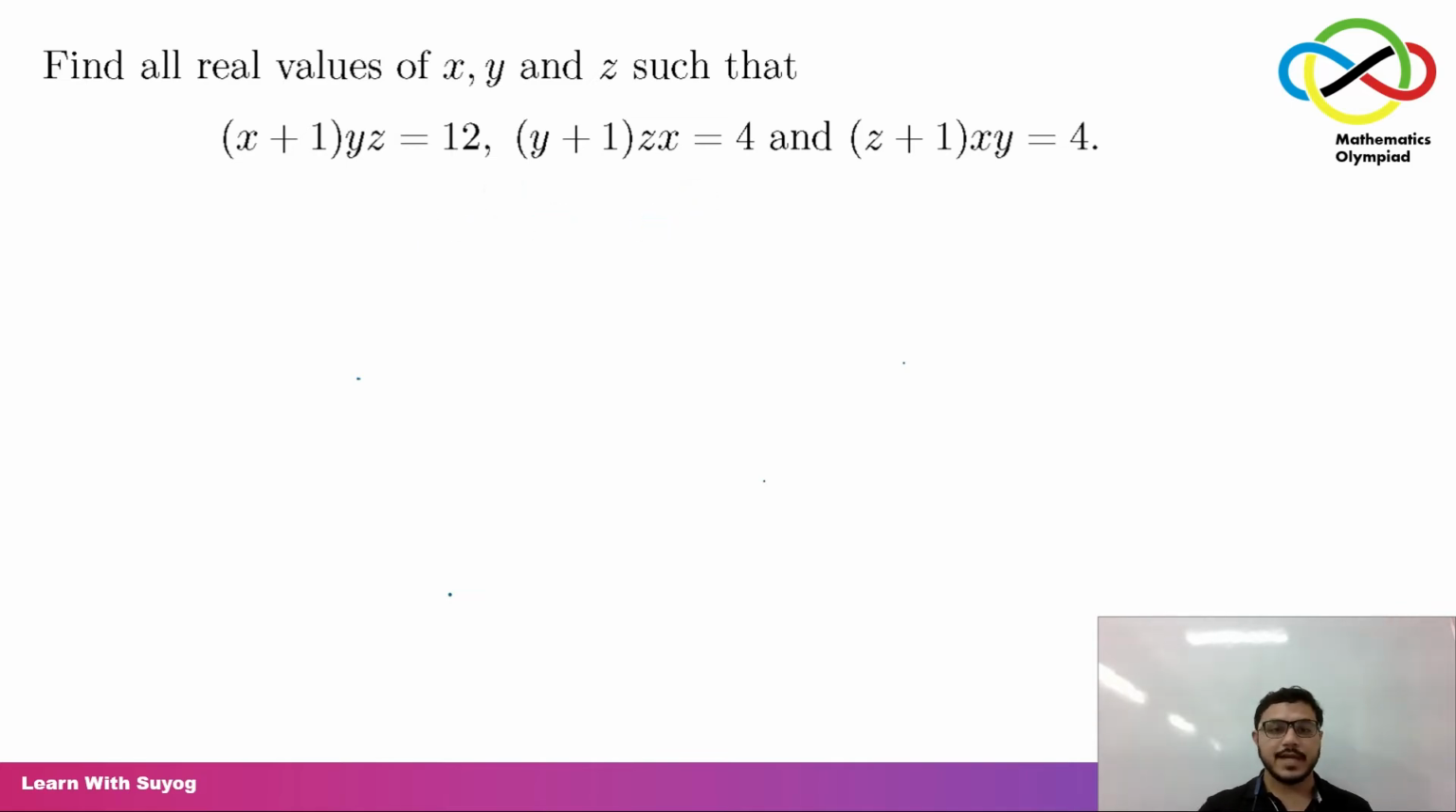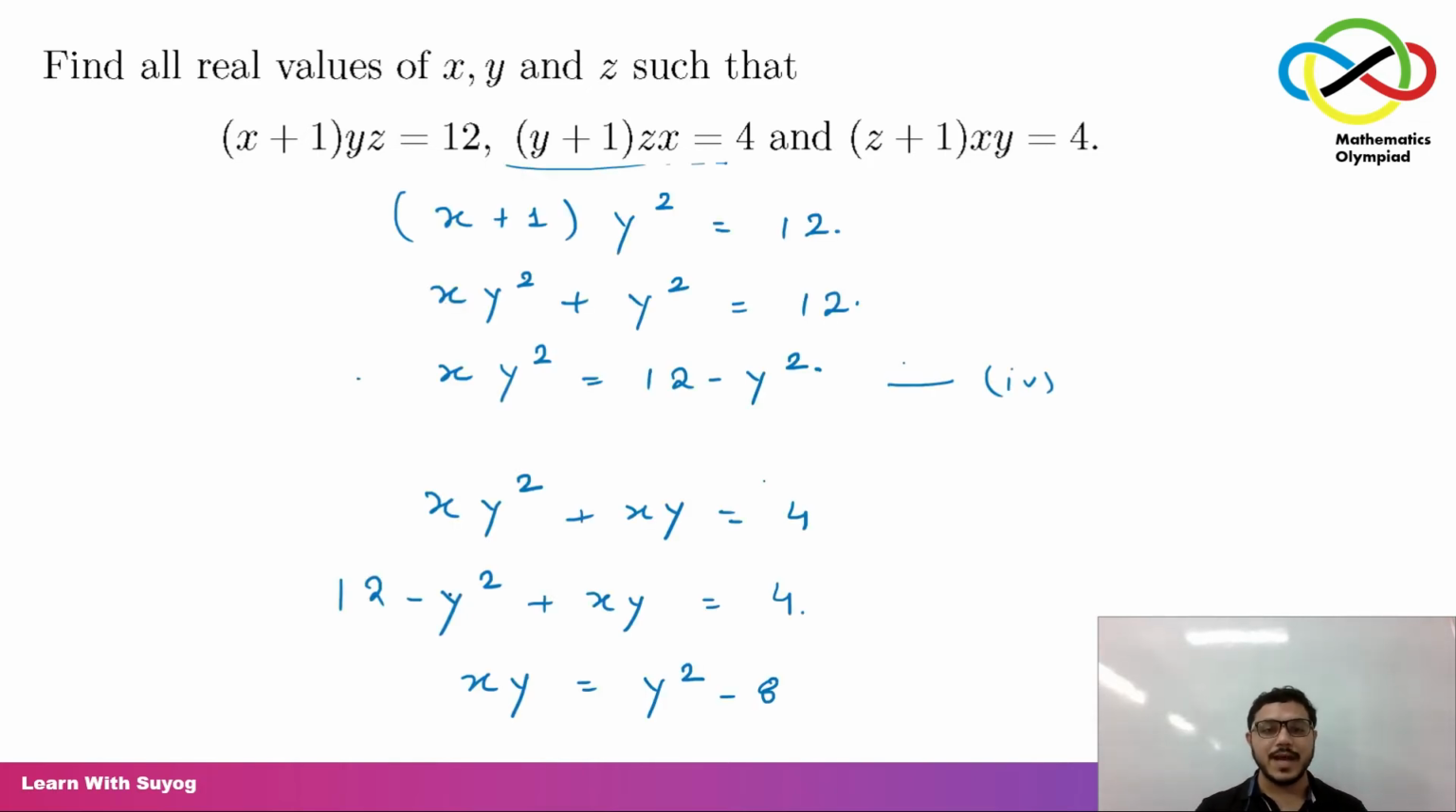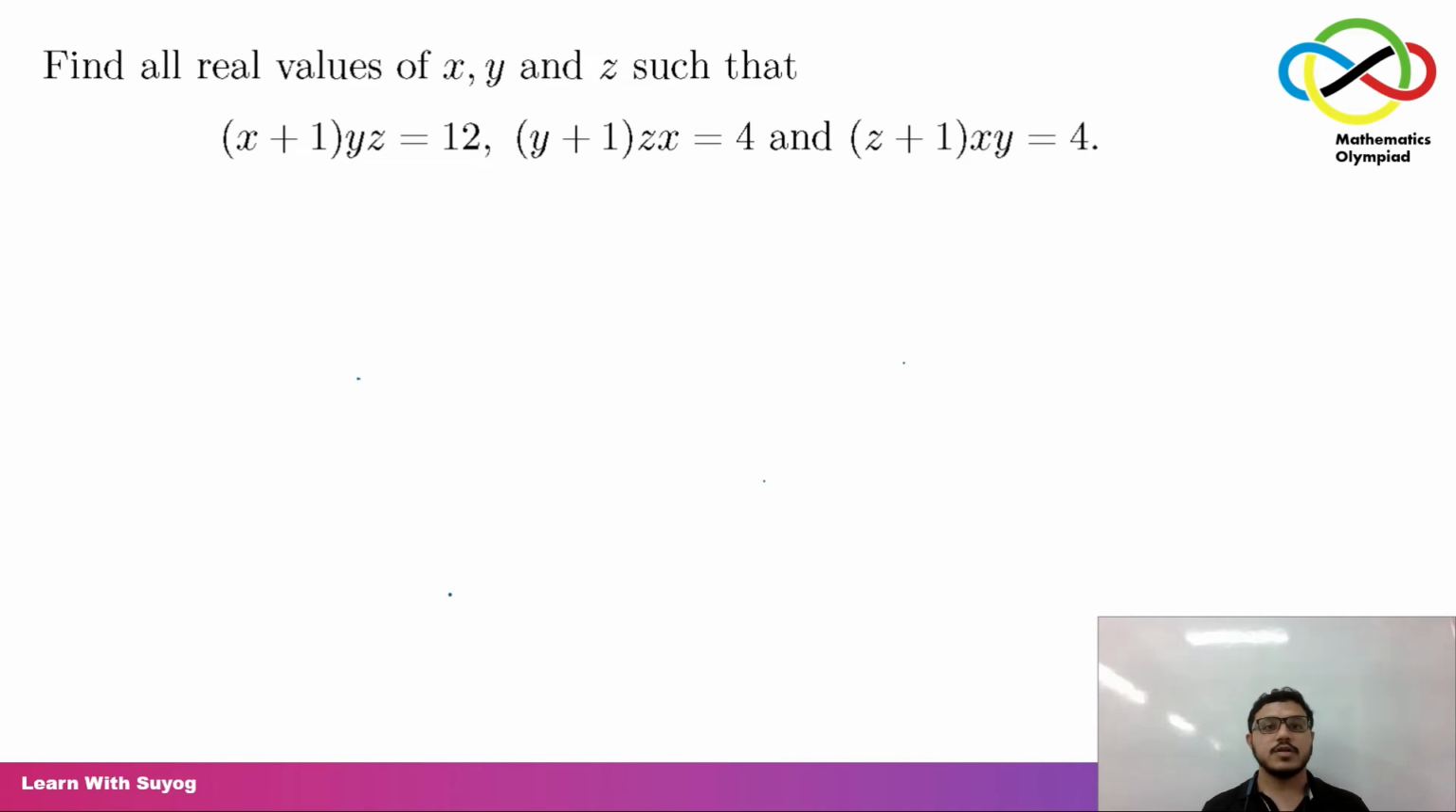We'll get xy square to be equal to y cube minus 8y. So this is what we are going to get, right? So we can again use the same thing. We can write xy square to be equal to 12 minus y square. So here also I am writing xy square to be equal to 12 minus y square.